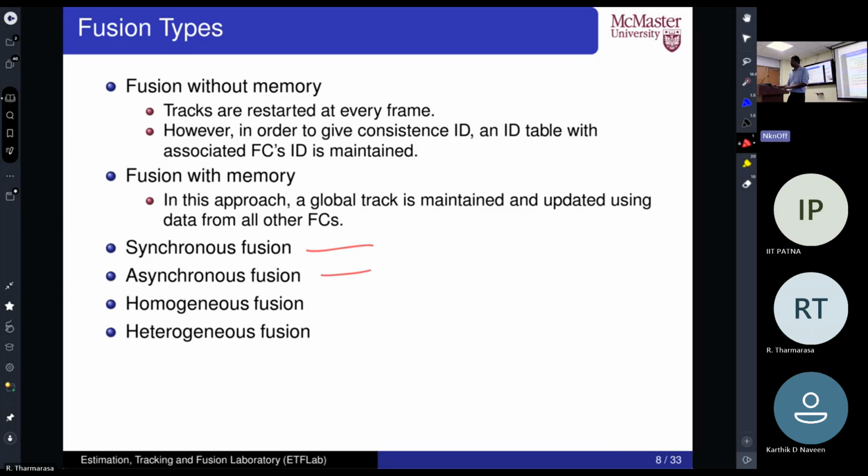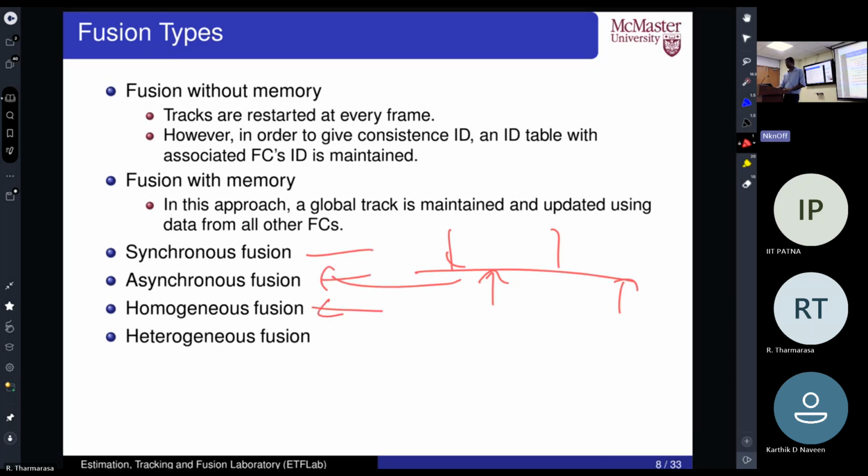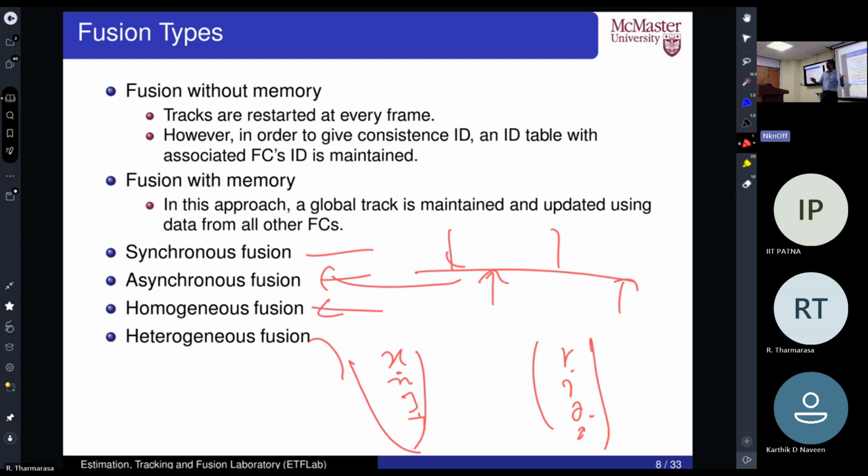So synchronous and asynchronous fusion mean, if they are coming at the same time, that's synchronous. I said that won't happen. So usually it will be like that, and that is the asynchronous fusion. Homogeneous and heterogeneous: we are talking about homogeneous. Heterogeneous means maybe one gives x dot, y dot, and another person is giving r dot, theta dot. This is called heterogeneous. But that's complicated, and we are not going to talk about that.